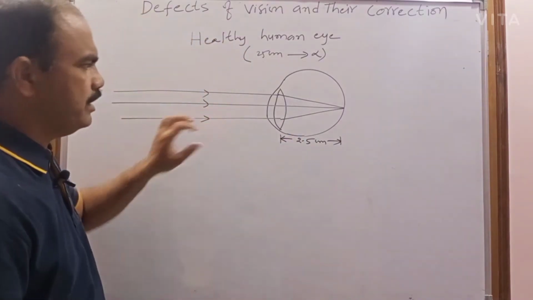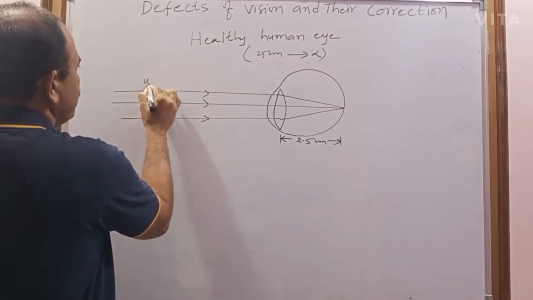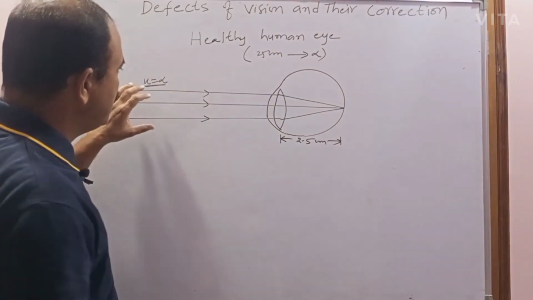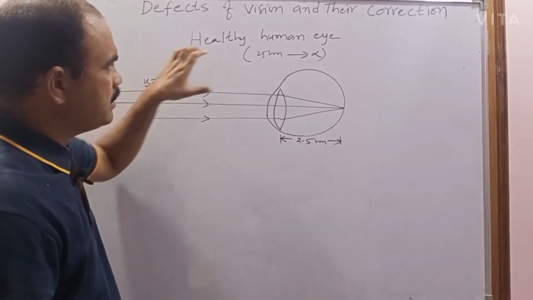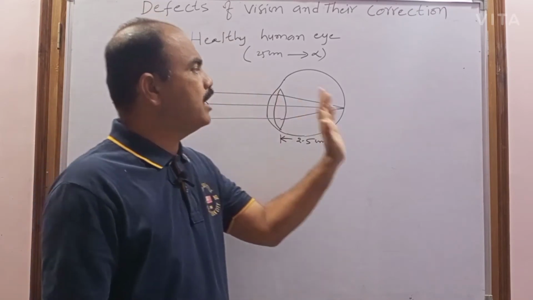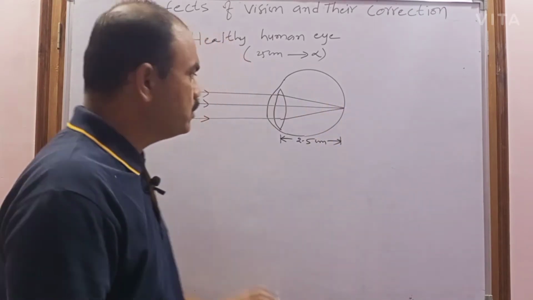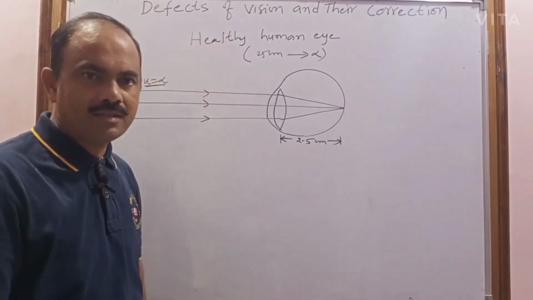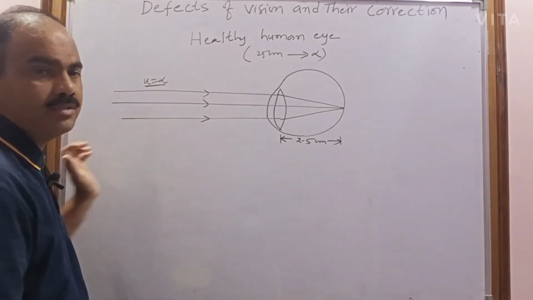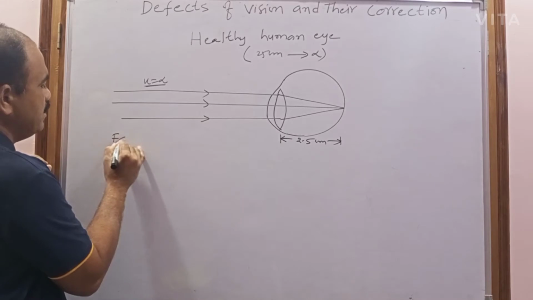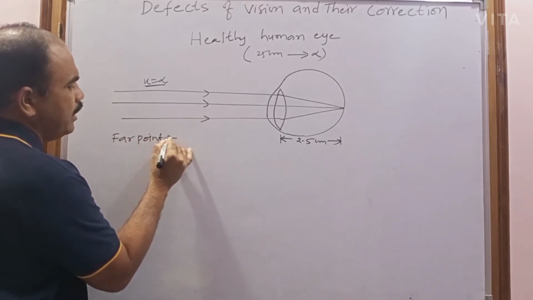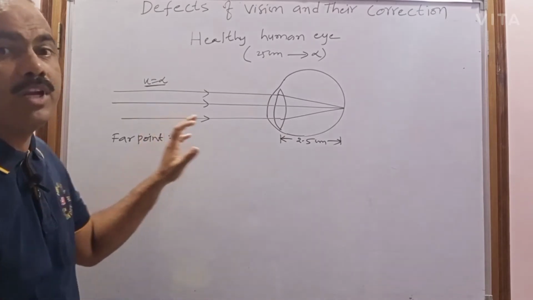Now in this case, where is the object? The object is at infinity, and this is the maximum distance for the healthy human eye for which the image can be formed on the retina. This distance is called the far point. And what is the far point of the healthy human eye? The far point of the healthy human eye is nothing but infinity.